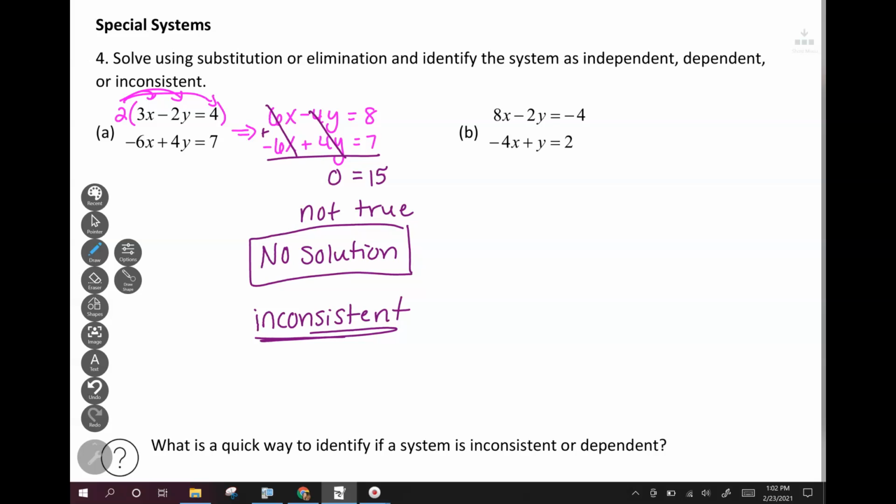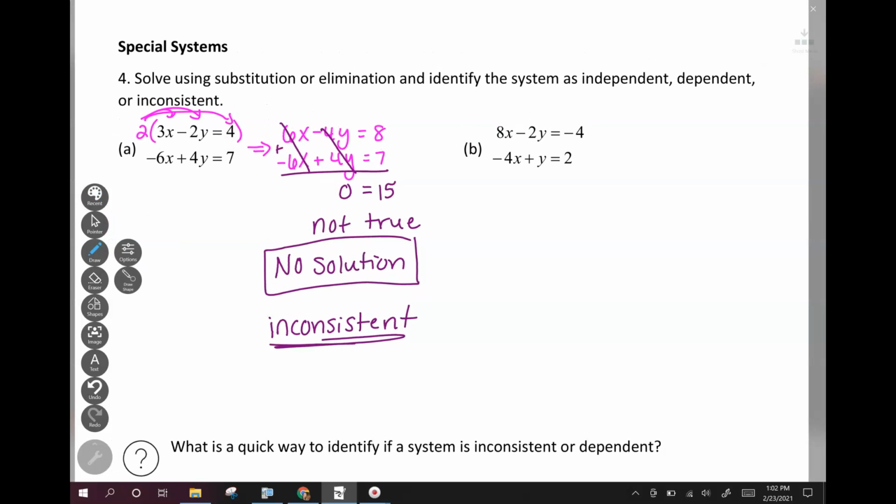All right, let's do B. Okay, on this one, you could do elimination, but we just did that. So let's try doing substitution. We can solve for y here just by adding the 4x over. So y equals 4x plus 2. And then we'll substitute that in for y in the first equation. So 8x minus 2 times 4x plus 2 equals -4.